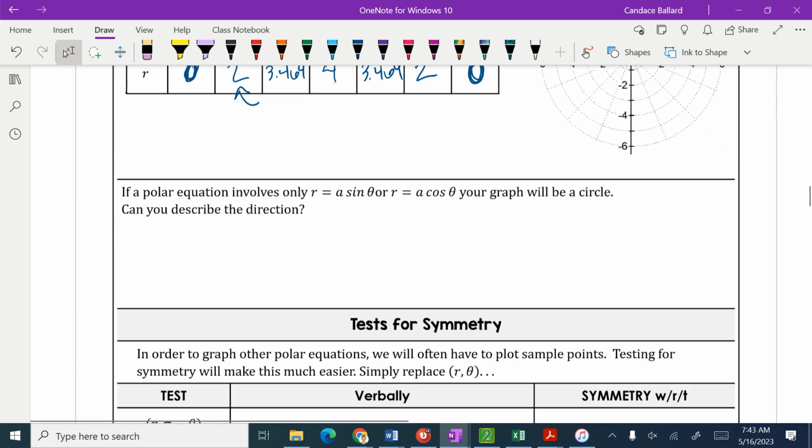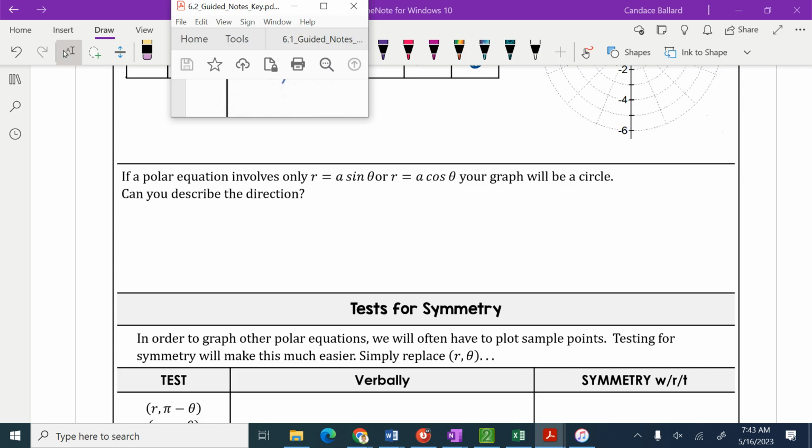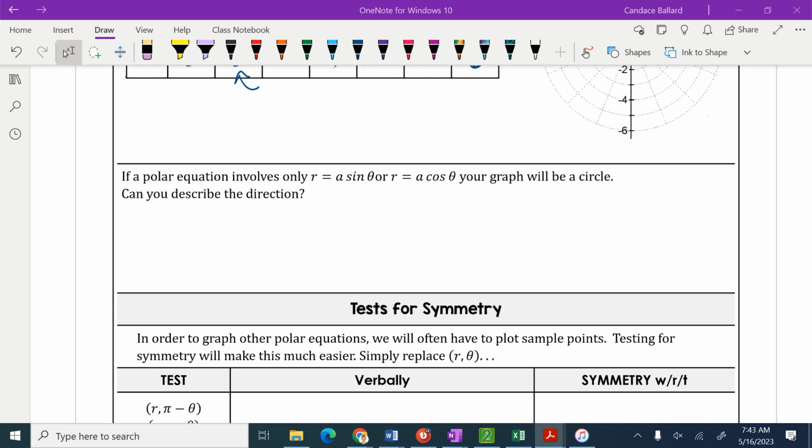All right. If a polar equation involves only r equals a sine theta or r equals a cosine theta, your graph will be a circle. Can you describe the direction? Okay, so here's what we're going to do in Desmos next. Actually, pull up one thing really quick. I'm putting my answer key over here so I don't mess this up for you guys.